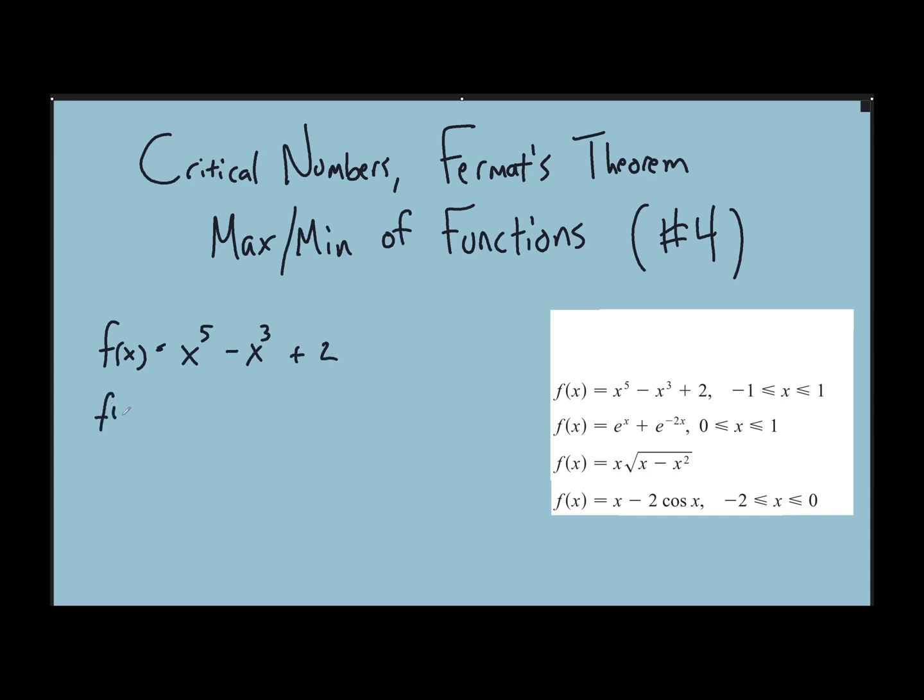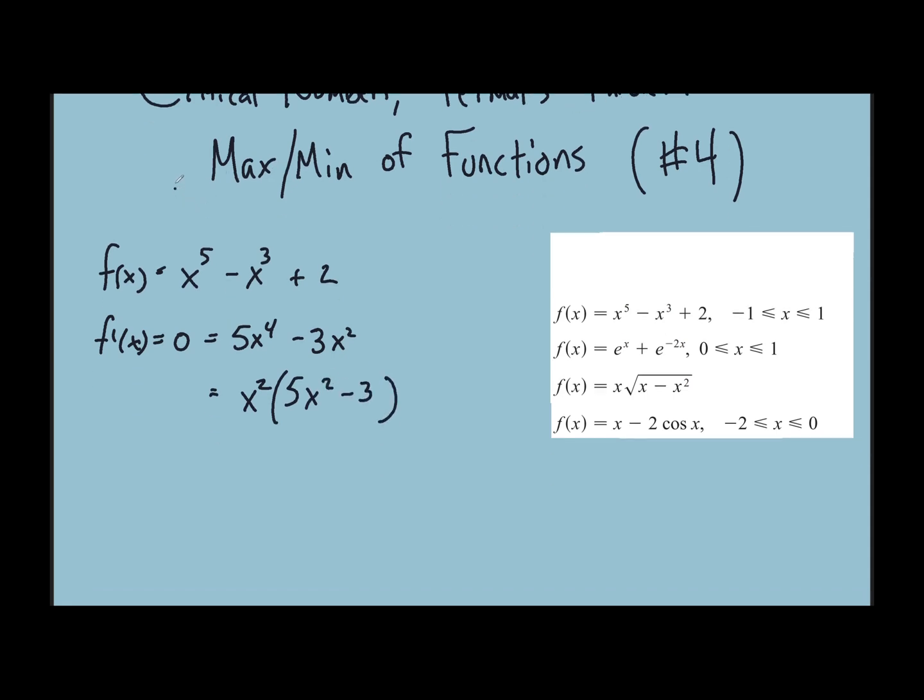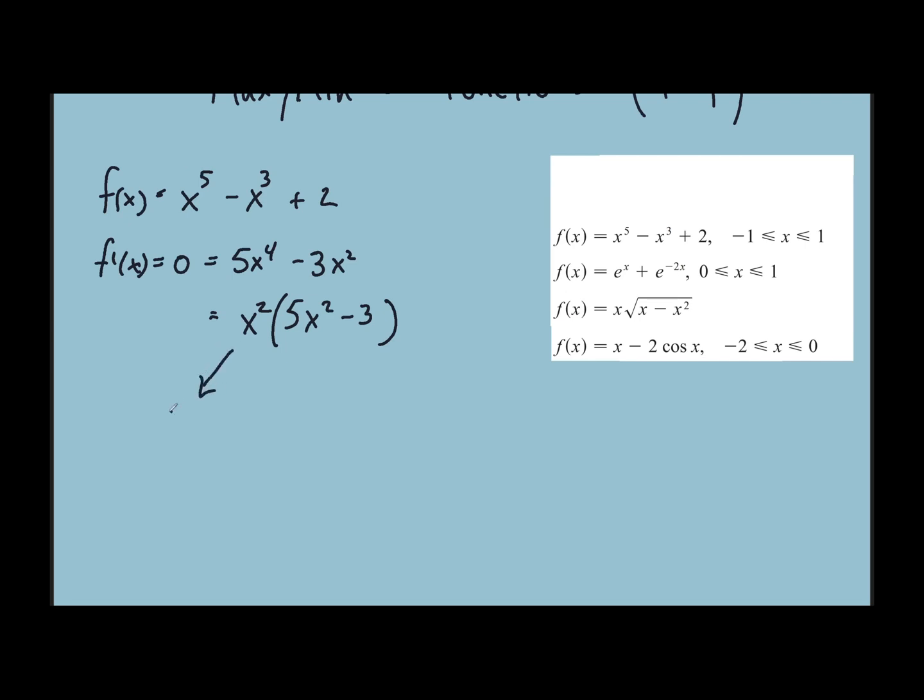How do I find that? Well, I take the derivative and I set it to 0. So the derivative of this is going to be 5x to the fourth minus 3x squared. Always factor, always factor. Like that. That's how we factor that. Well, x squared is going to immediately be an x equals 0. Right? If it's by itself, that's easy.